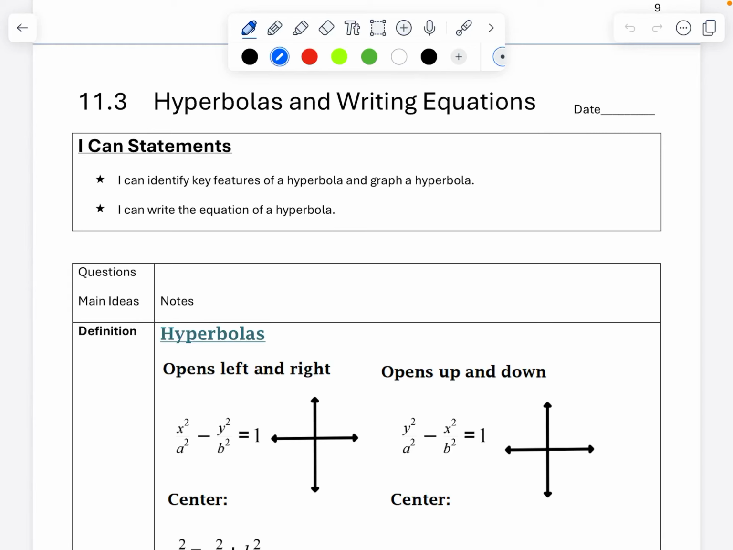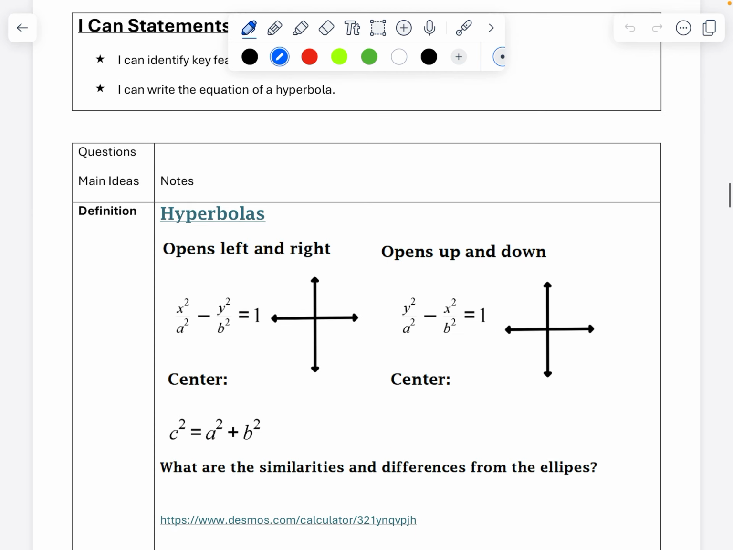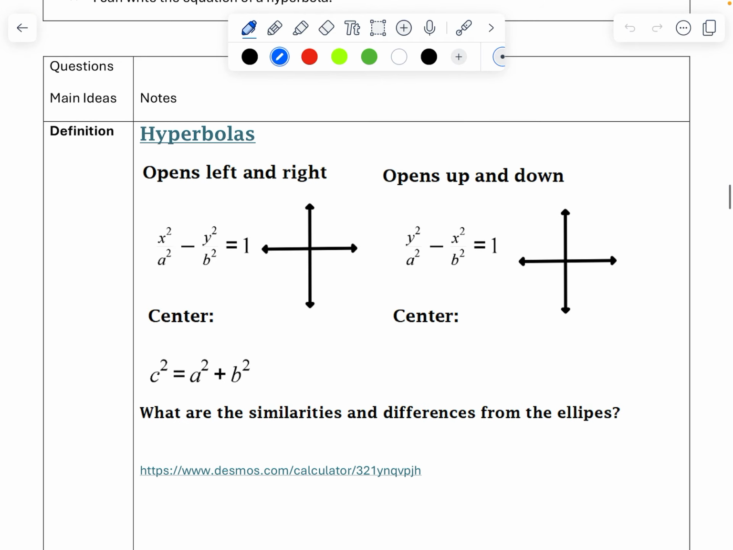Welcome to 11.3, Hyperbolas and Writing Equations. This section is going to be focused on just writing hyperbolas from 0, 0. So everything's going to be centered there, and then we'll add in h and k in the next section. So a hyperbola is basically a double parabola that opens in two directions.